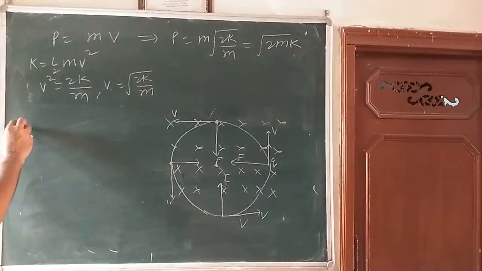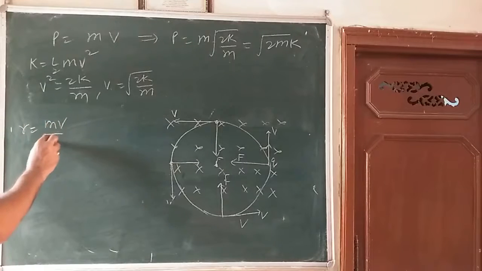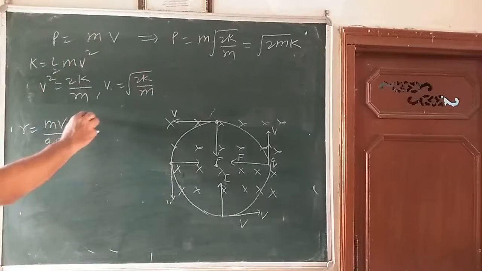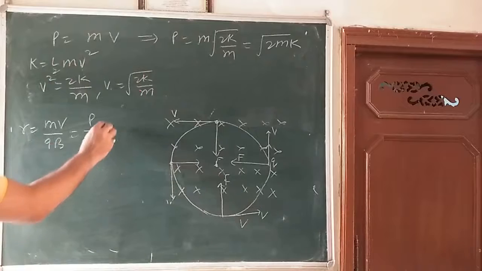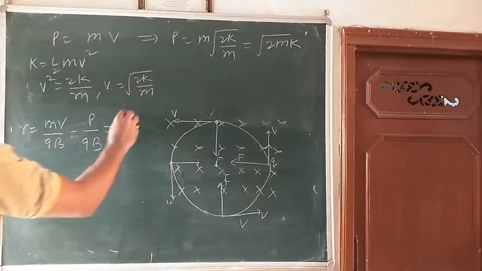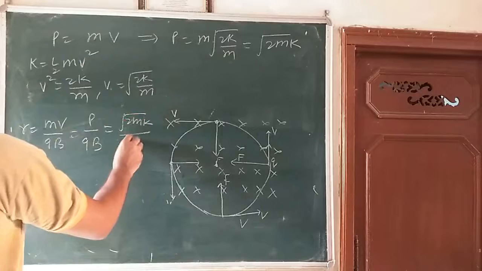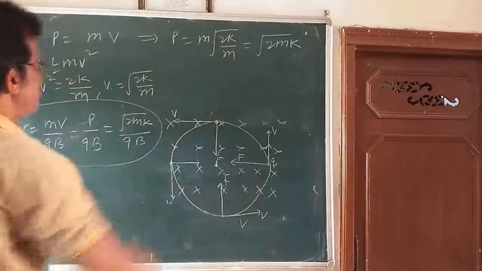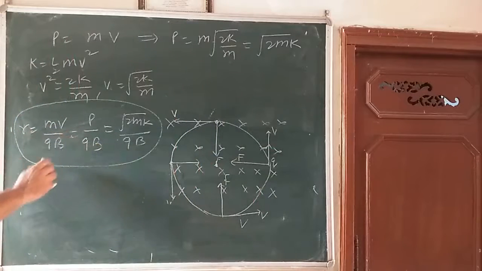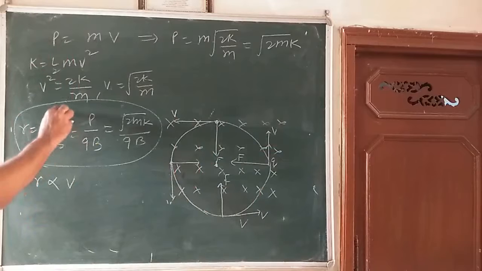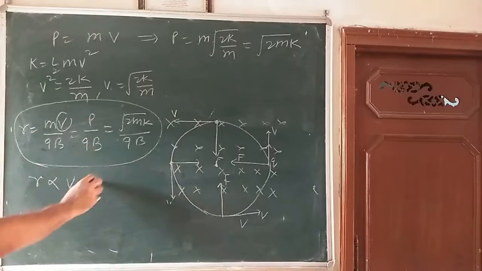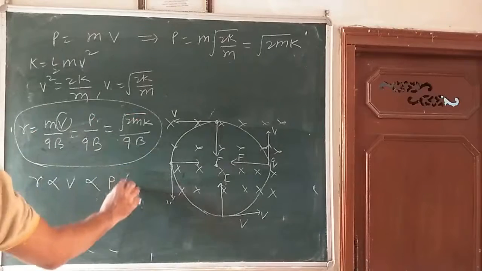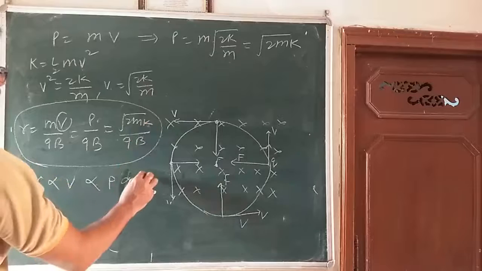So our formula for the radius is r equal to mv by qB. In place of mv, we can also write here p upon qB, where p is the momentum. And the third one is under root of 2mK by qB. These are three formulas for the radius of this circle. So what I observe here is that r is proportional to v first, all others being constant. It is also proportional to the momentum p, and it is also proportional to the square root of kinetic energy. This K is the kinetic energy here.